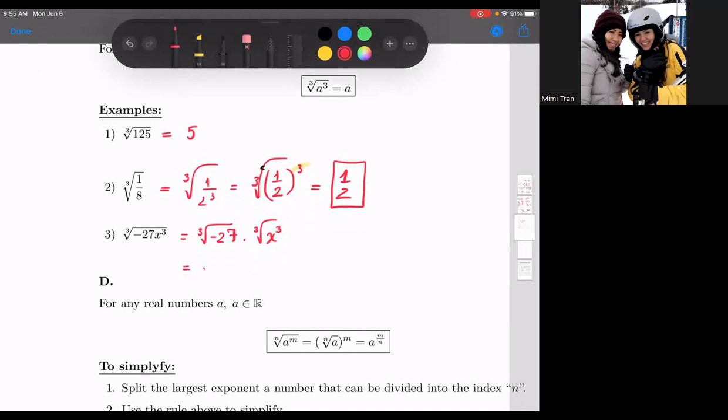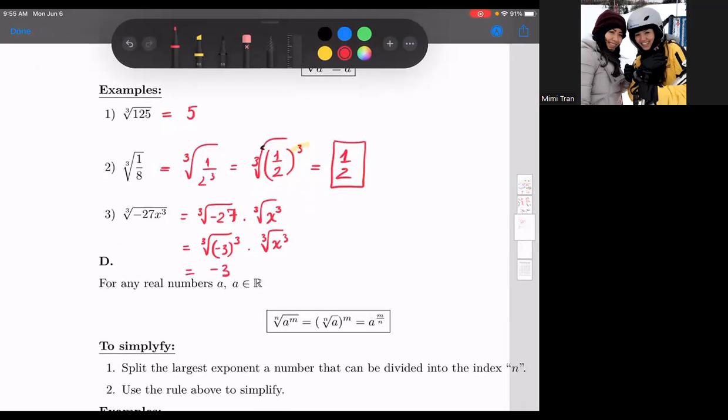Let me write it one more step. So cube root of -3 cubed times cube root of x cubed. And this is -3. And what's the cube root of x cubed? X, right? Do I need absolute value? No, right? Remember, the cube root will take everything. If you forget, remind yourself what the domain and range of x to the third are.